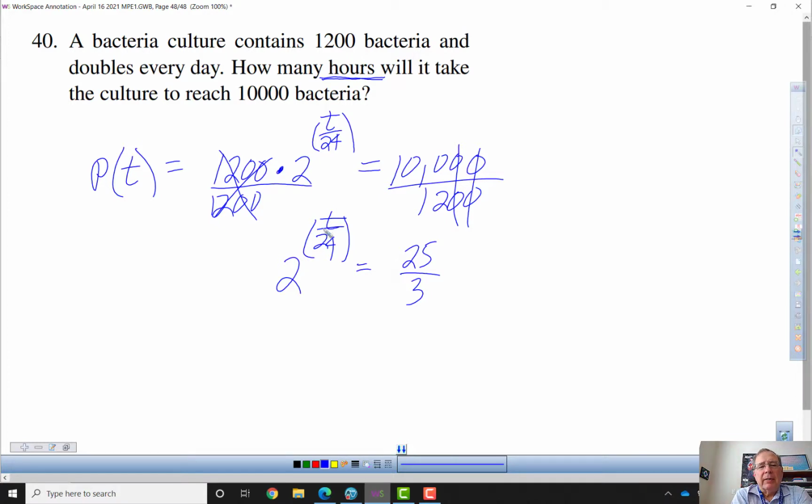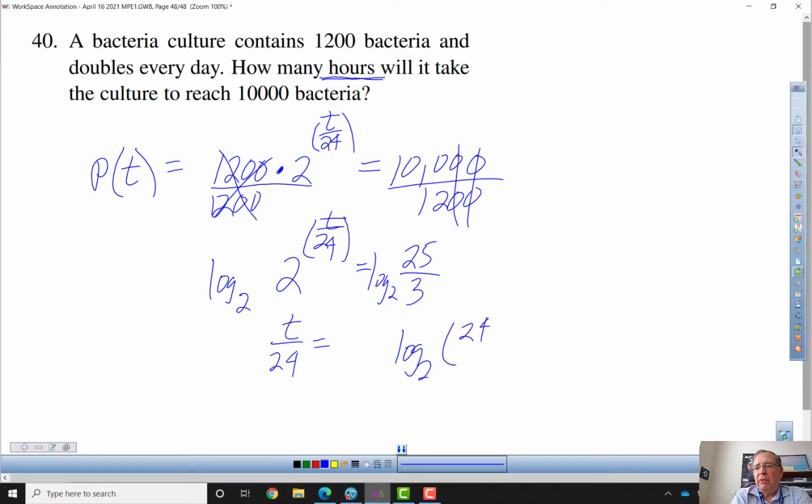So I want to get at t. So I'm going to take log base 2 of both sides. So this undoes the exponential. So t over 24 equals log base 2 of 25 thirds. And then all I have to do to get t by itself is multiply both sides by 24.